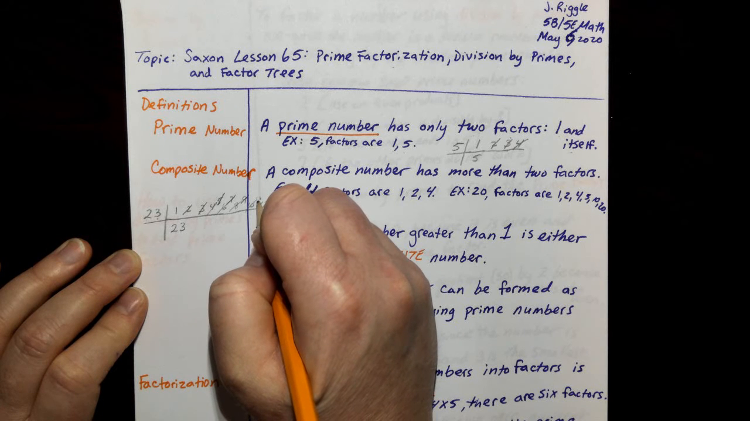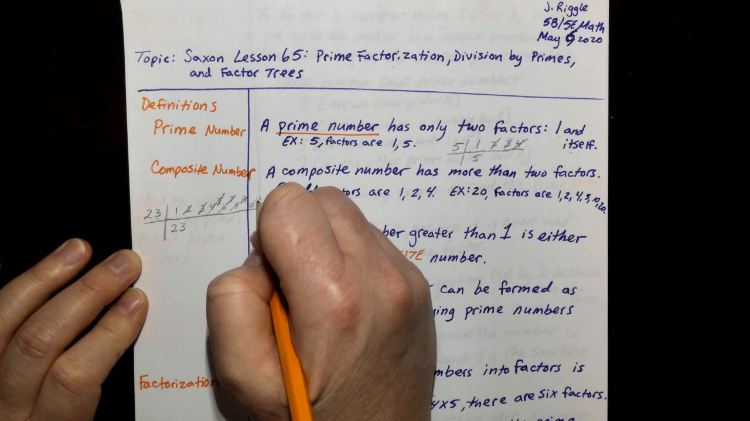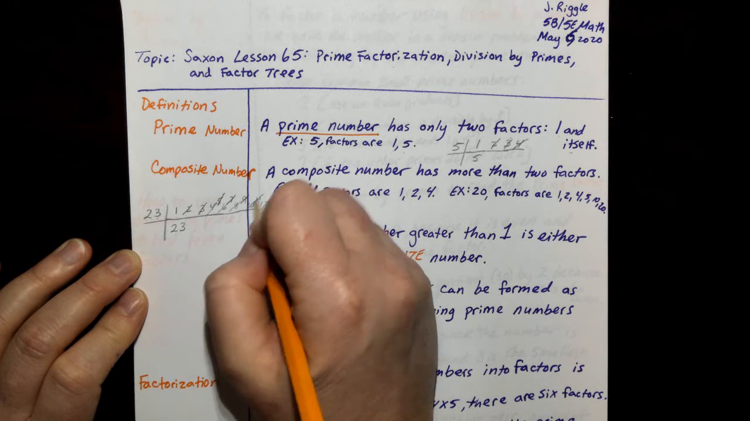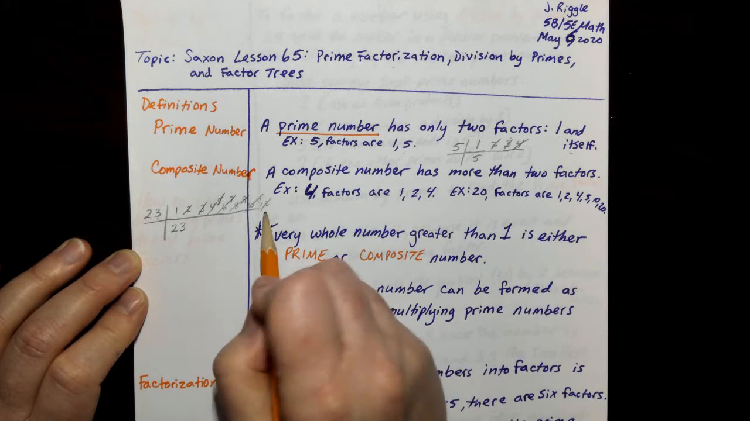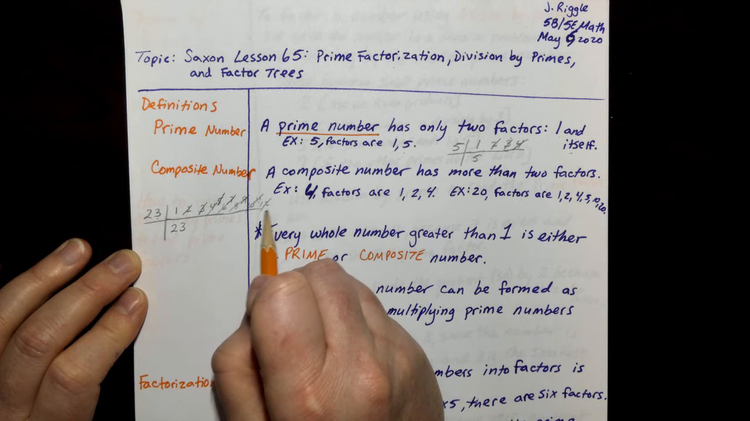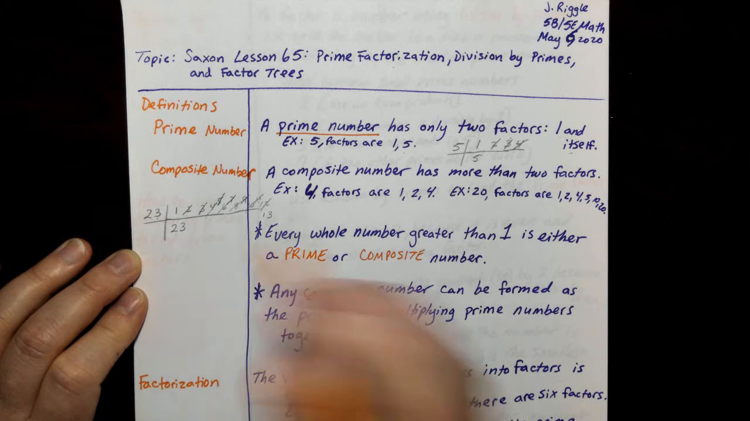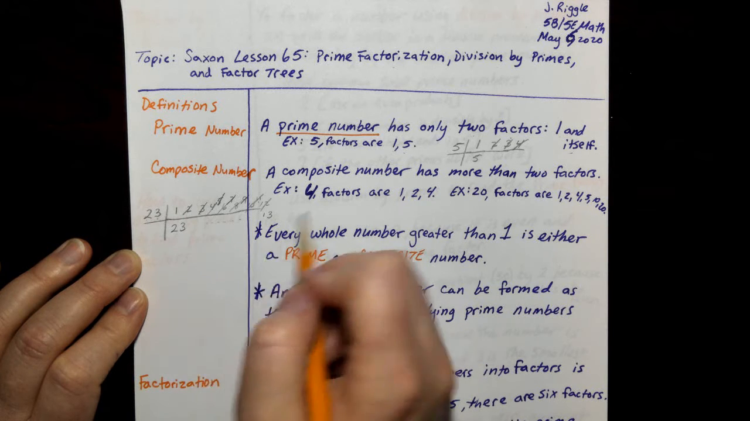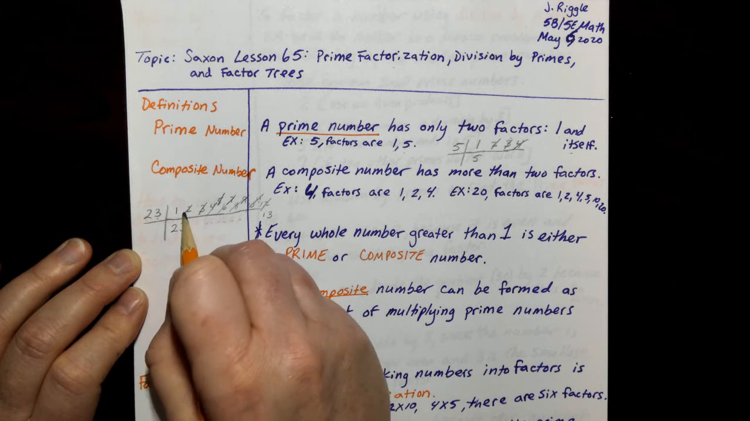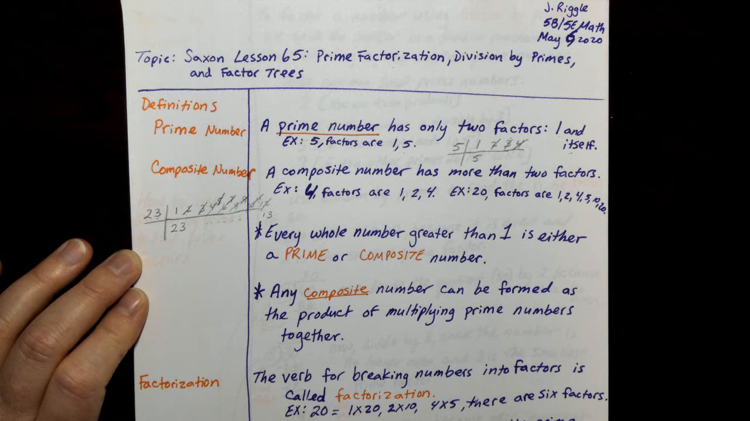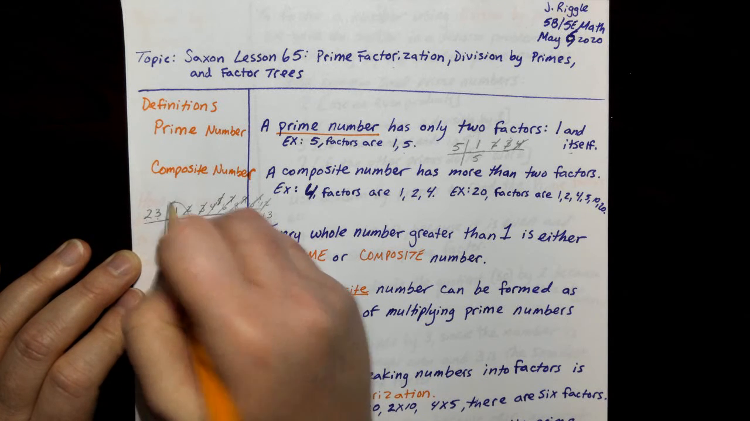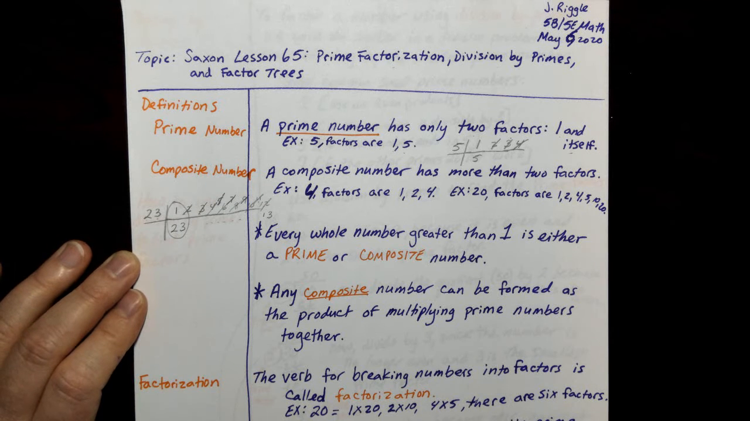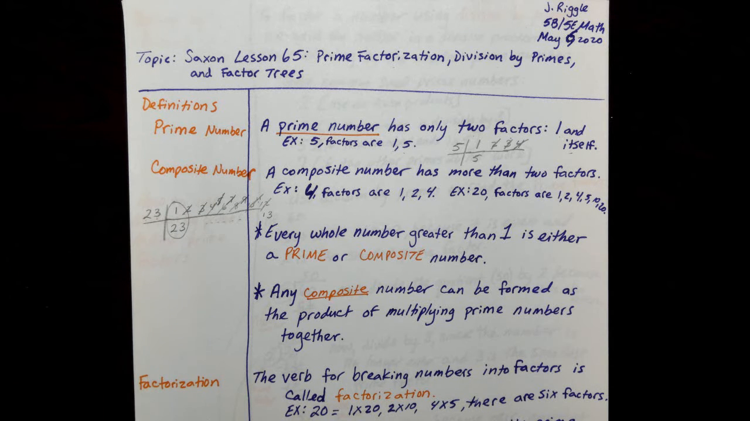11, let's see. 11 times 2 is 22. 11 times 3 is 33. 11 does not work. The next number would be 13 that I would try. 13 times 2 is 26. Any other number that I try, the smallest number I can multiply it by is 2, and they'll all be bigger than 23, which means my only 2 numbers are 1 and 23. So 23 is a prime number.